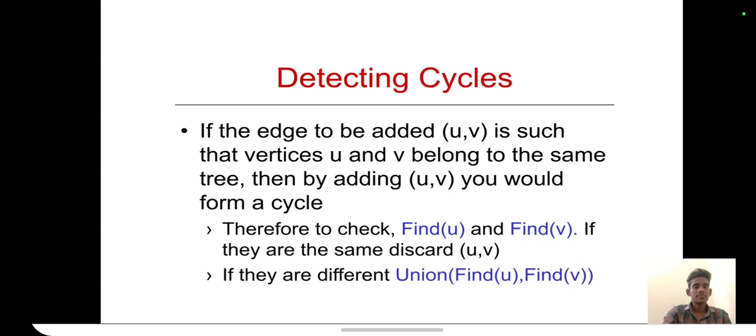Detecting cycles. If the edge to be added is (u, v) such that vertices u and v belong to the same tree, then by adding (u, v) you would form a cycle. Therefore, to check, find u and find v. If they are the same, discard (u, v). If they are different, union find u, find v.